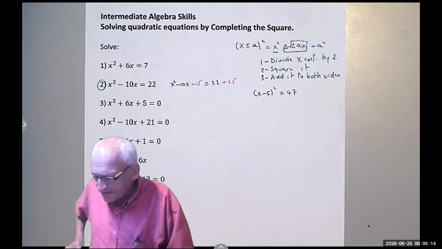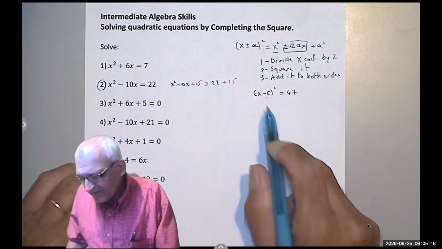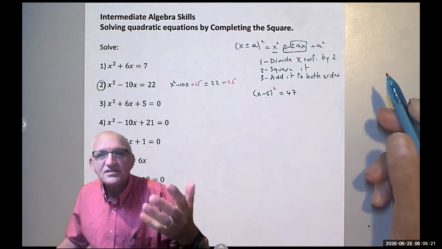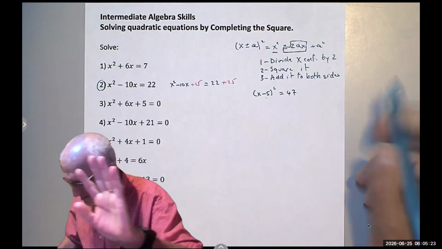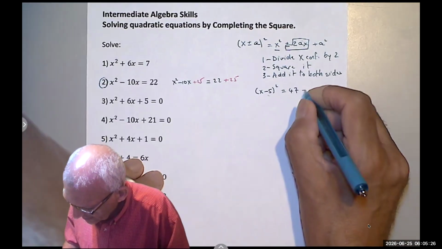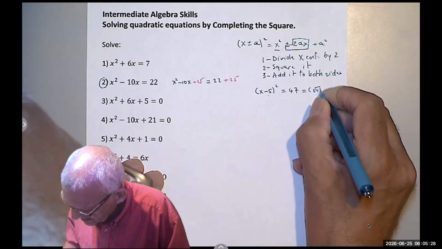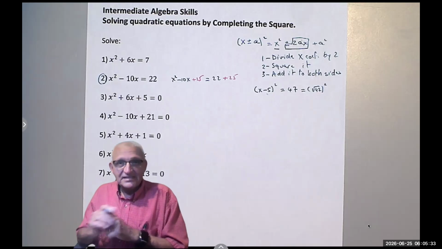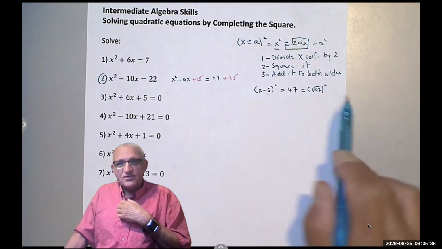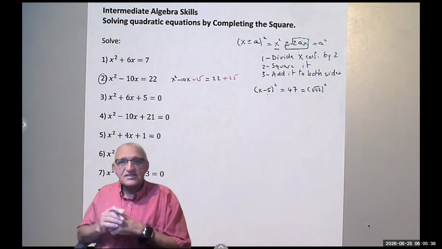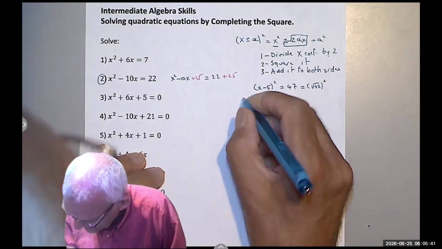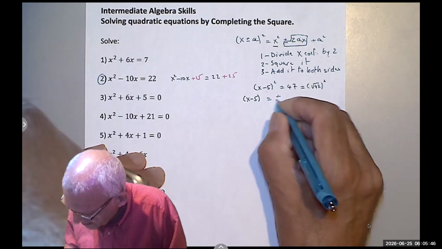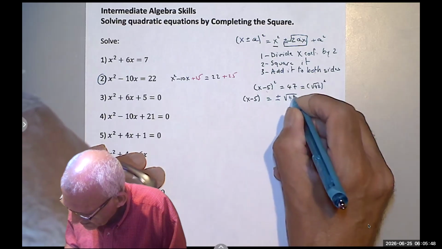That means that instead of having x squared equals 4, I have x minus 5 squared. In other words, I can write this as the square root of 47 quantity squared, right? Now it looks like x squared equals b squared, for example. So it means that x minus 5 equals plus or minus the square root of 47.